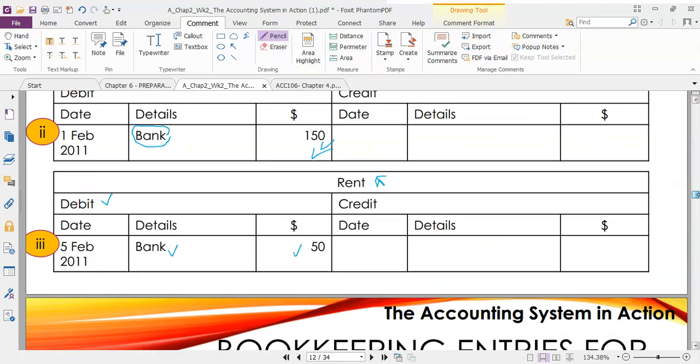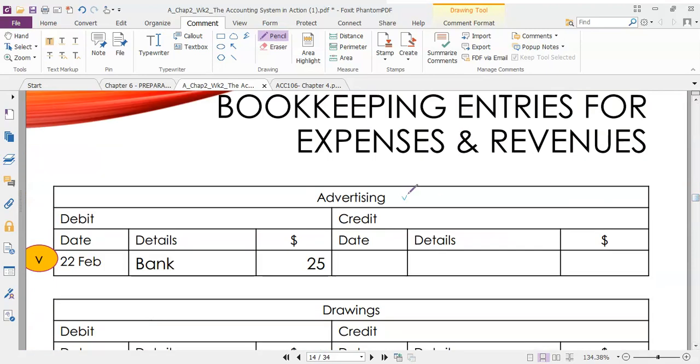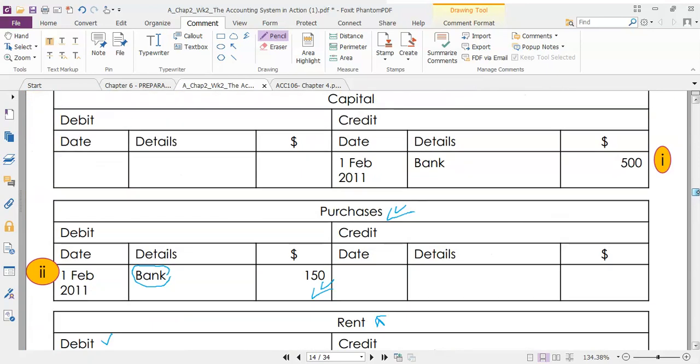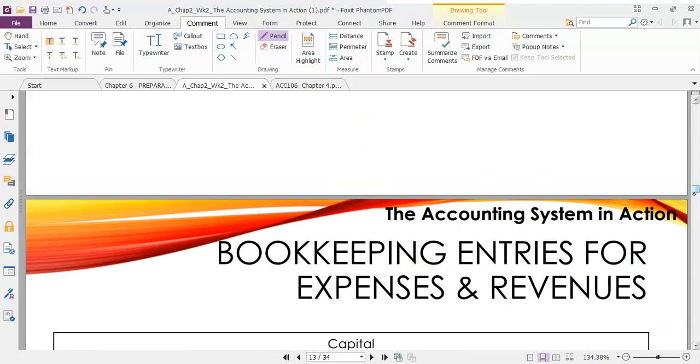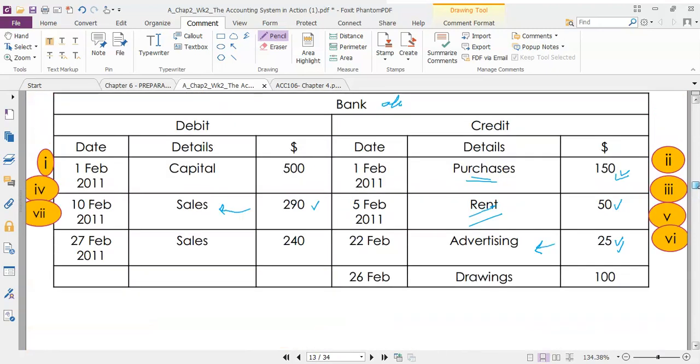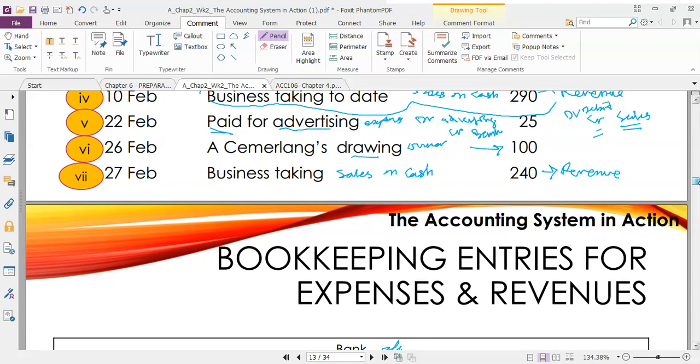After that we must open advertising expenses. On the debit side 25 ringgit. So the detail is bank, because we paid for the advertising using money from the bank account of the business. So that's why the advertising is debit, and the detail is bank.